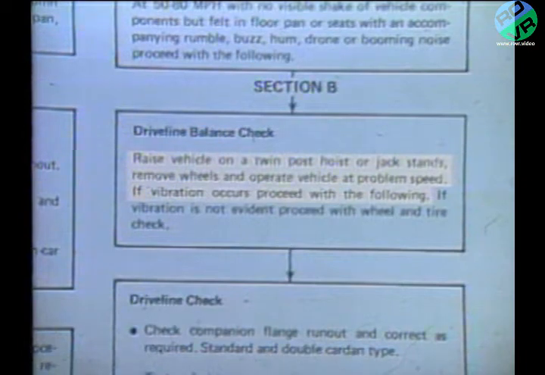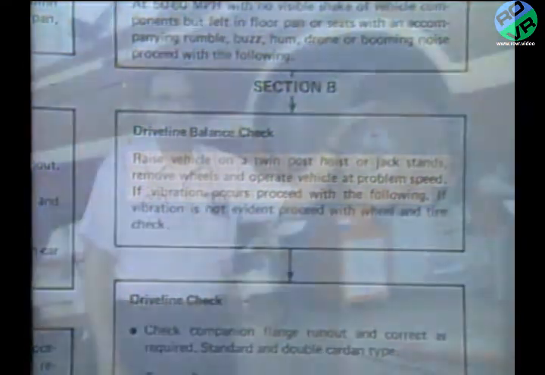Raise the vehicle on a twin post hoist or jack stands. Remove wheels and operate the vehicle at the problem speed. If vibrations occur, proceed with the following.